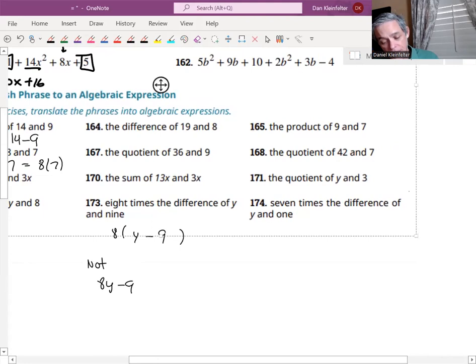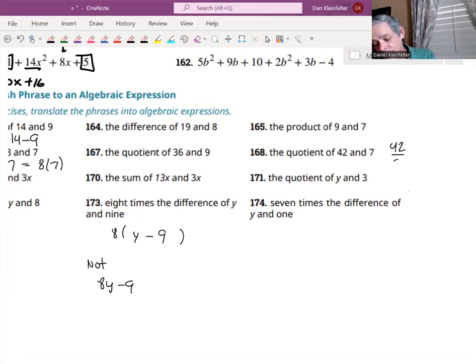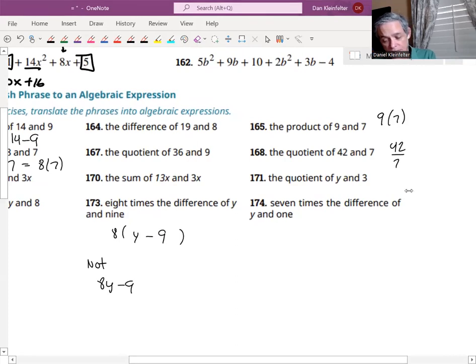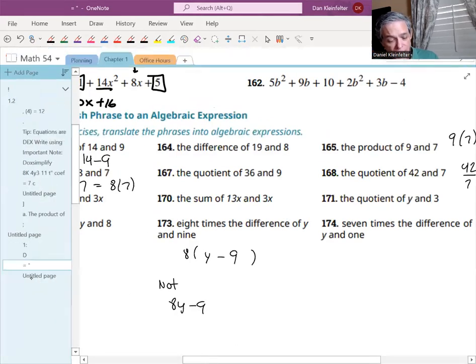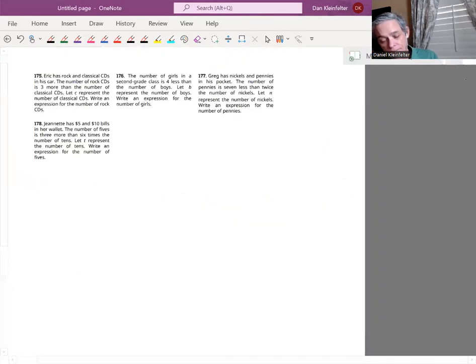And let's see what else we have that's good. The quotient of 42 and 7. The product of 9 and 7. Okay, that's good. Okay, last group of these, and then we're all done.